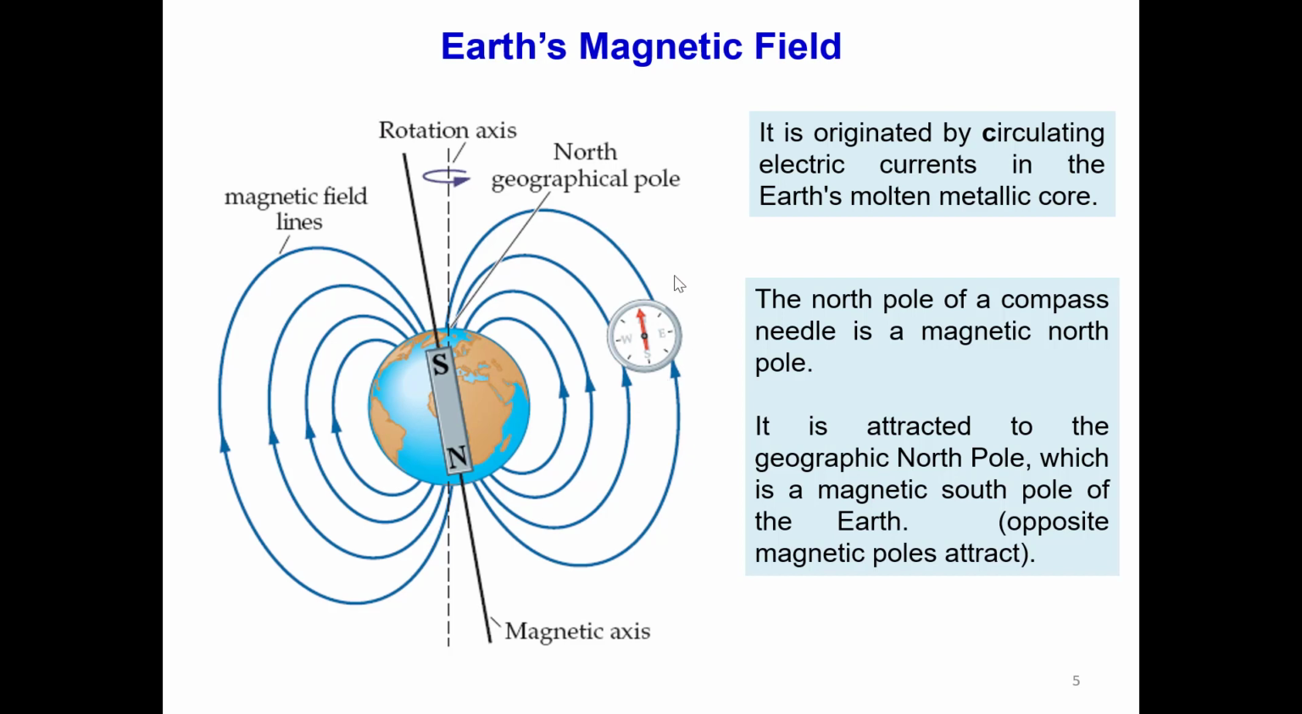But what happens is the north pole of the compass is attracted by the north geographical pole of the Earth. If these two attract, it means this corresponds to the south magnetic pole. This is also why the south geographical pole of the Earth corresponds to the magnetic north pole.